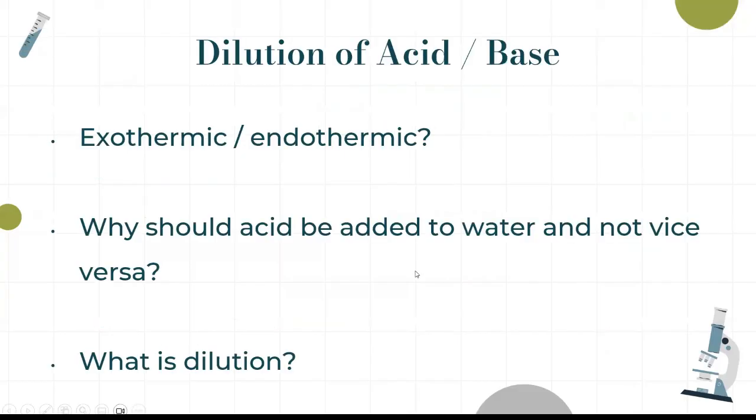So now we're going to look at what happens when we try to dilute an acid or base in water. I want you to consider these 3 questions. The first question is, is the process of dilution an exothermic reaction or an endothermic reaction? The second question is, why should acid be added to water and not vice versa? You must have heard that we always add acid to water and not water to acid. Why is that so? And the third question is, what is dilution? I want you to consider this and be able to define dilution in your own words.